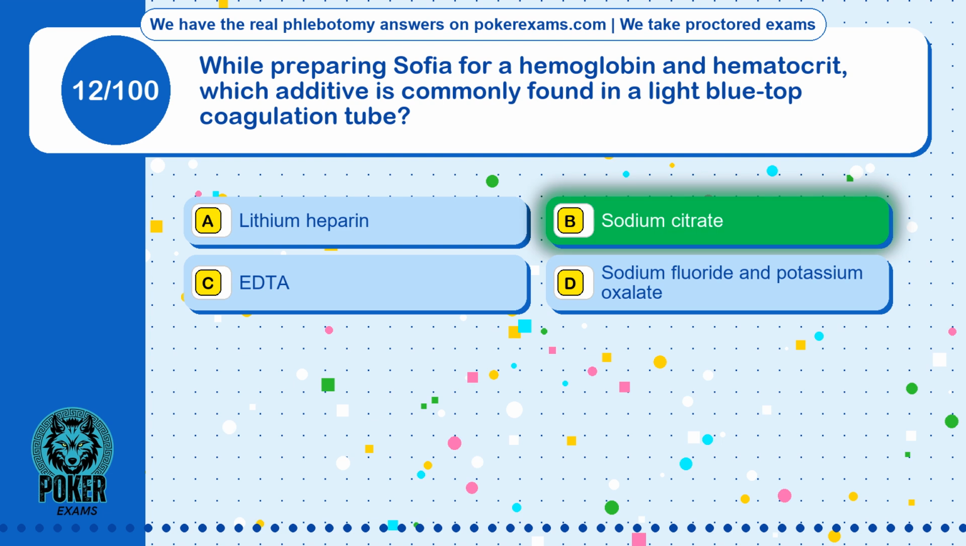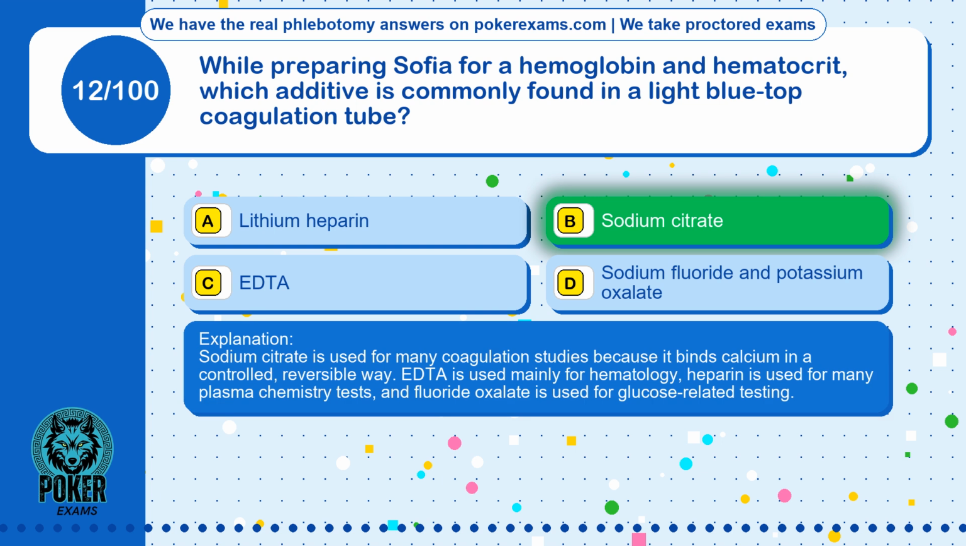The correct answer is option B. Sodium citrate. Sodium citrate is used for many coagulation studies because it binds calcium in a controlled, reversible way. EDTA is used mainly for hematology, heparin is used for many plasma chemistry tests, and fluoride oxalate is used for glucose-related testing.